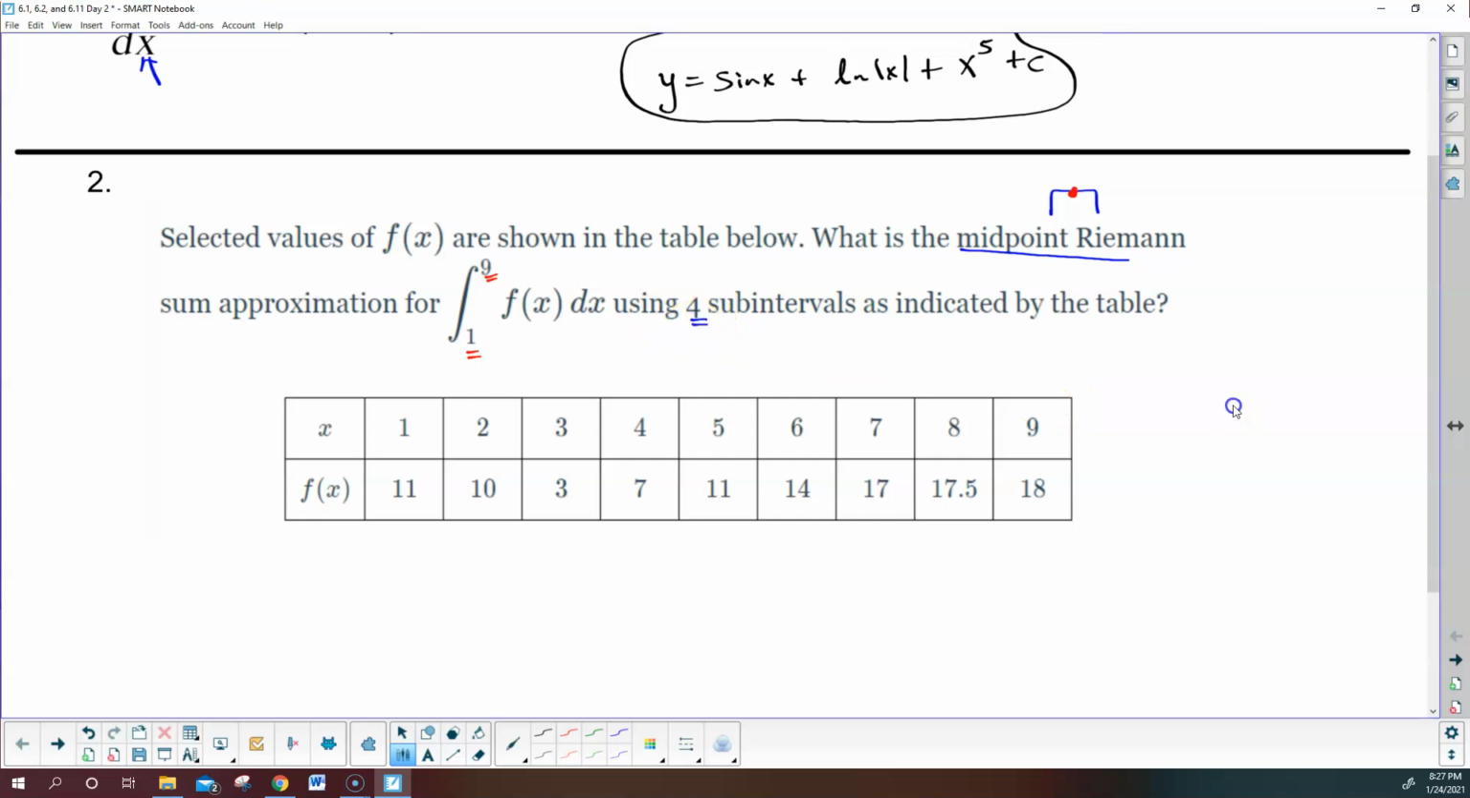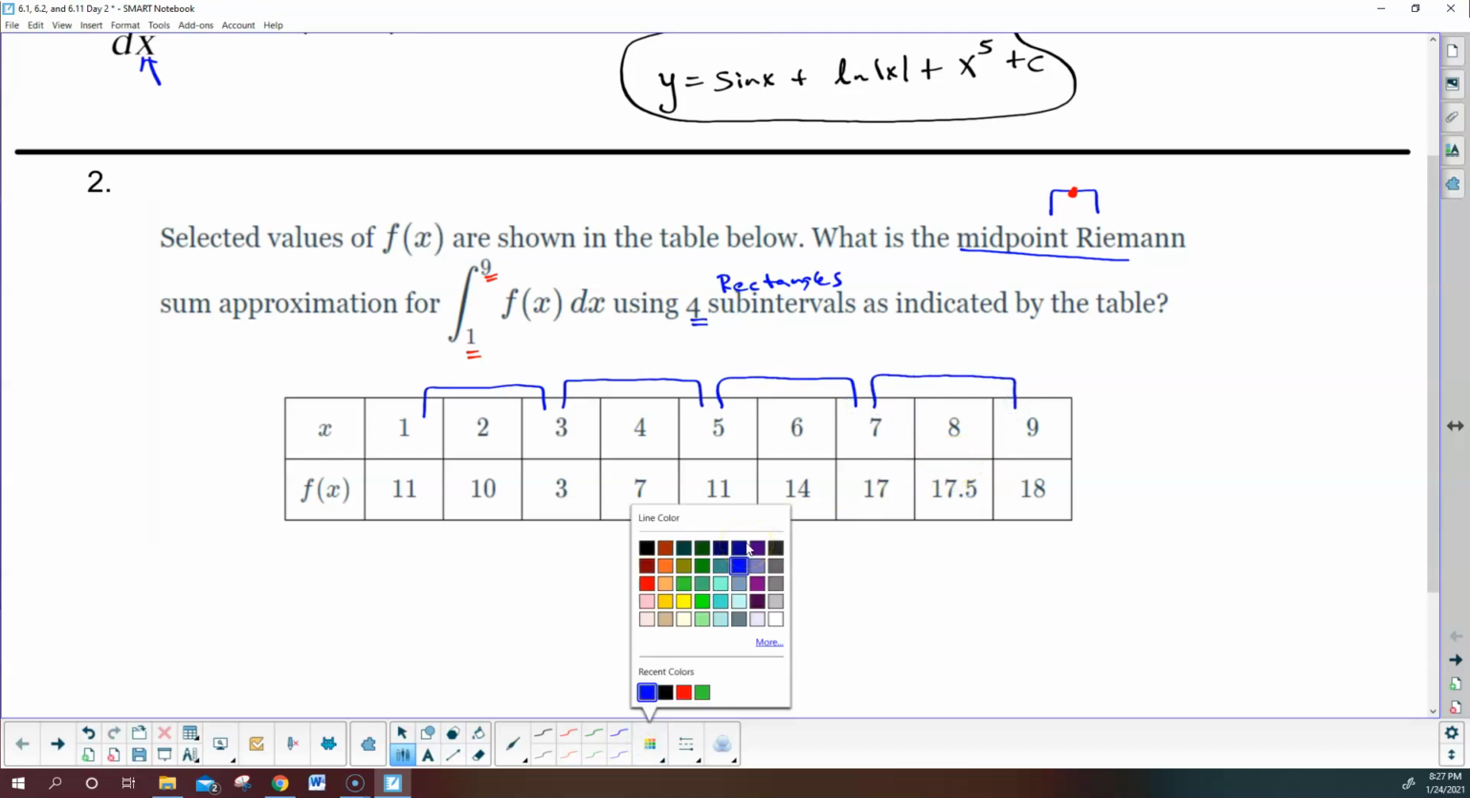Well, I need 4, right? So 4 subintervals, that's the same thing as rectangles. So I need to create 4 rectangles. There's 1. Now notice, I start at 1 and I go to 3, and then the next one goes from 3 to 5, 5 to 7, 7 to 9. But since we're using the midpoint instead of the right or left, I want to take the value that's in the middle, which is right here at 2, 4, 6, and 8. So those are the values that we're looking at.